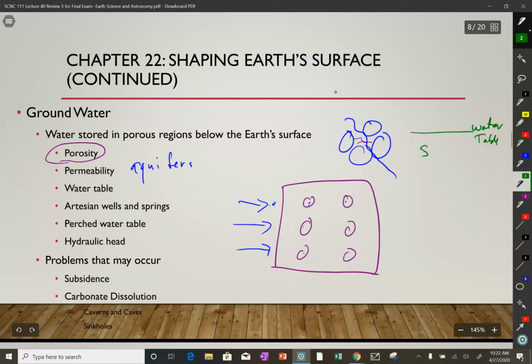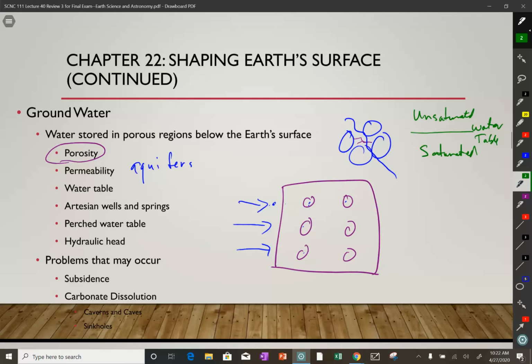Below, it's saturated. Saturated means the pores are completely filled. Up above, it's unsaturated. So if you dig down, initially you're going to be in unsaturated soil. There's still moisture in it. There's still groundwater, but there could be more.